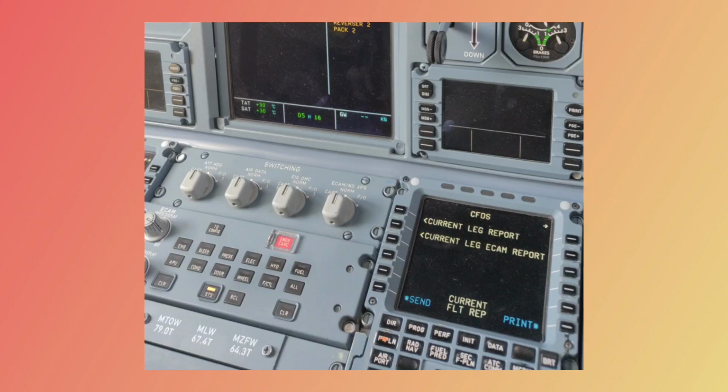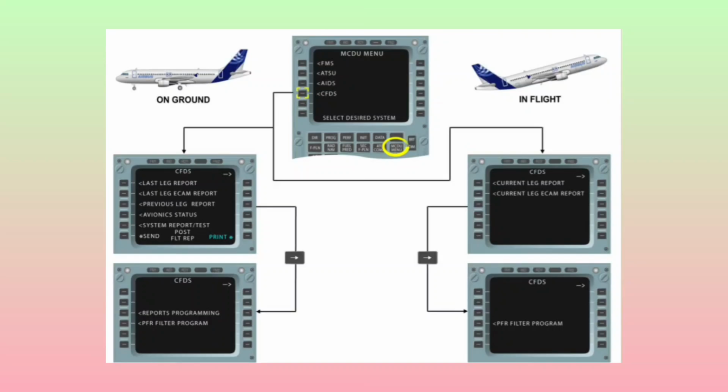In the post-flight report only, you will get class 1 and class 2 related failure printout. For more detail, please watch my video on the post-flight report, where I have explained everything.